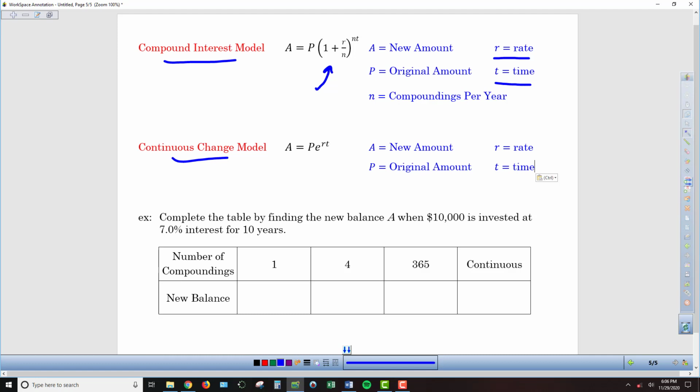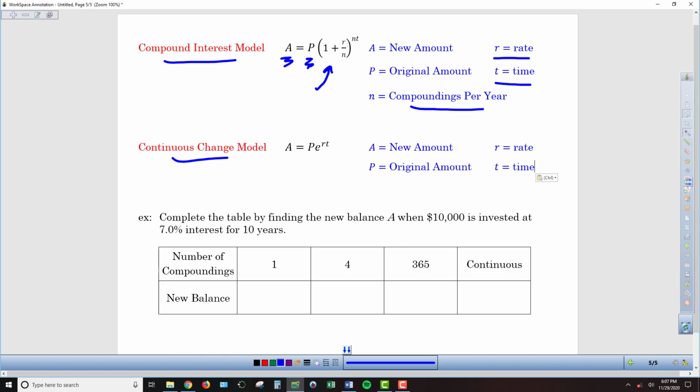And this will almost always be in years for us. It basically is tied to whatever the rate is of growth. And then the other variables in the problem, A is going to be whatever our new amount is, so what we're going to end up with after applying this growth rate for whatever amount of time. P is our starting amount, so whatever our initial population is, or our initial investment is, or whatever. And then n in this equation is the number of compoundings per year, meaning how many times per year are we recalculating what our new amount is.